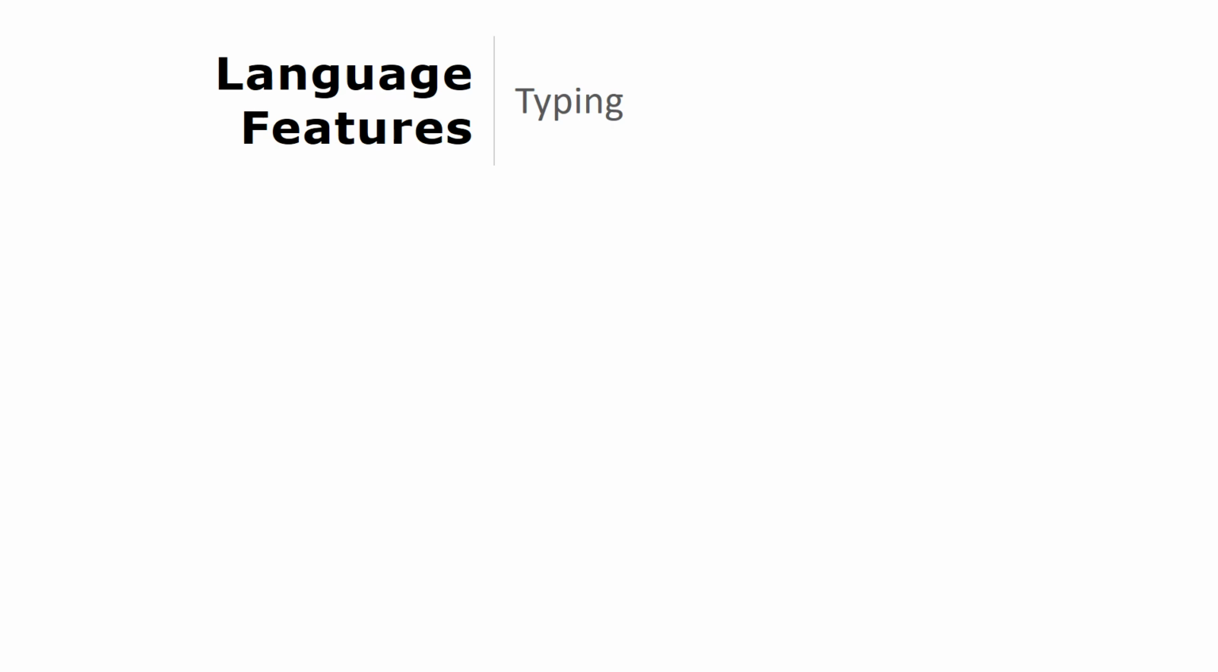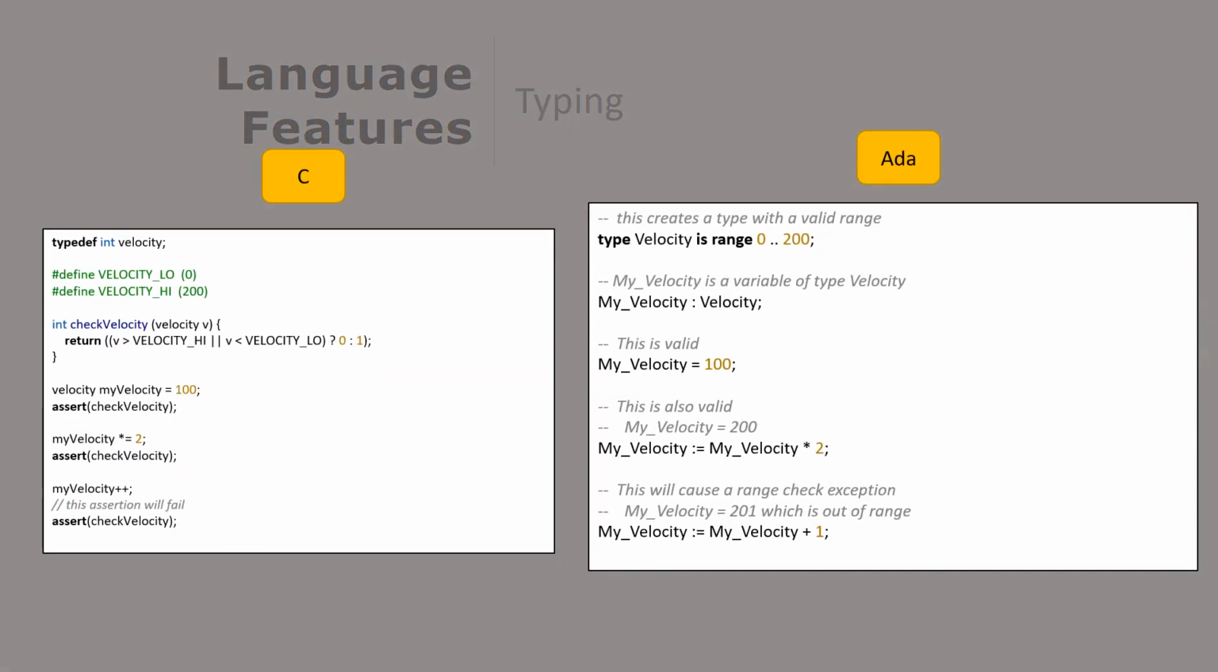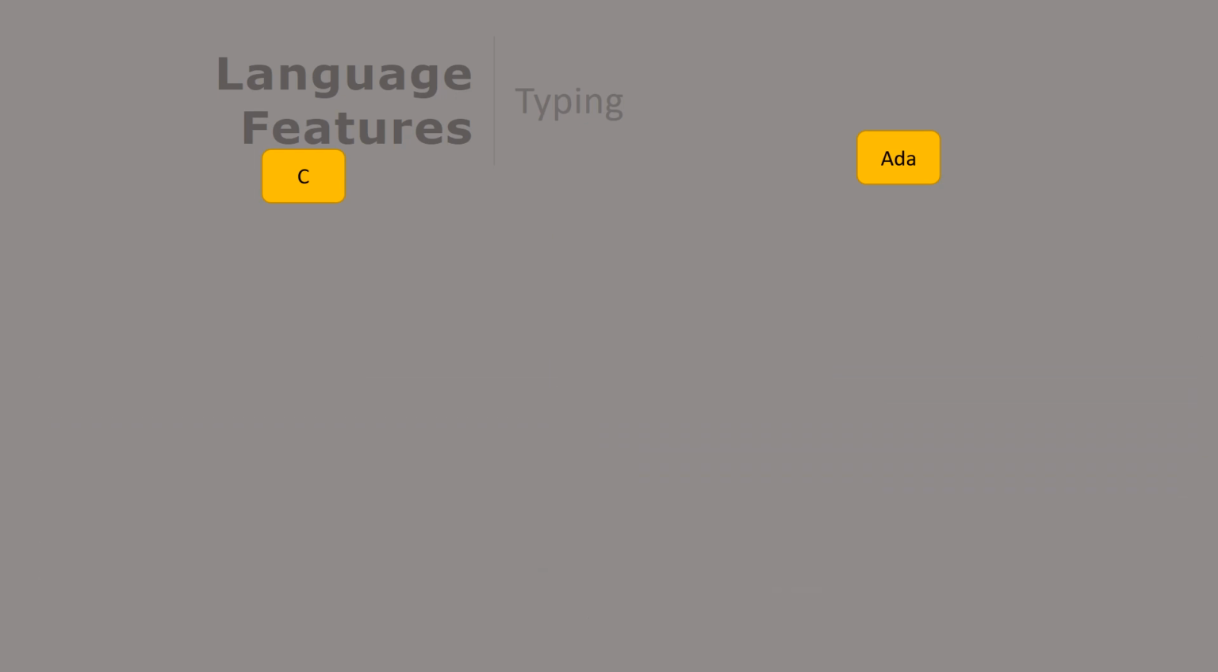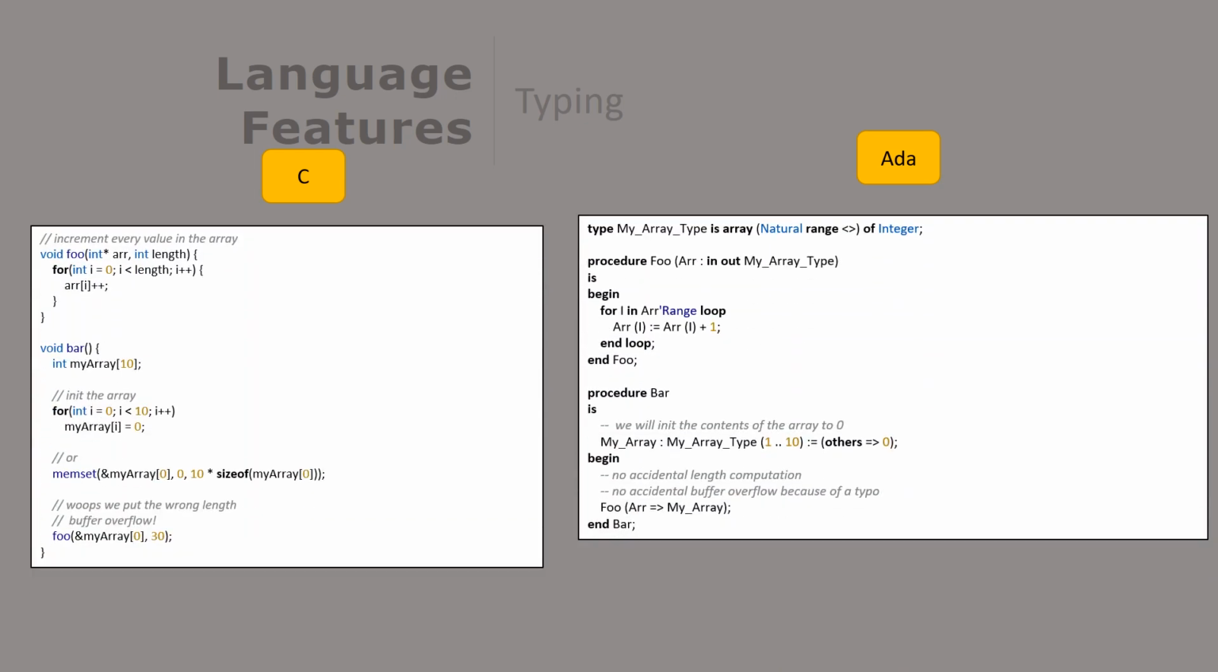Earlier, I used the example of the type velocity that went from 0 to 200. In Ada and Spark, this is easy to represent, while in C, we would have to remember to put checks everywhere in the source to check validity. Another big difference in the type system of MISRA C and Spark can be seen with arrays. In C, an array is modeled as a piece of memory with a pointer to the head.